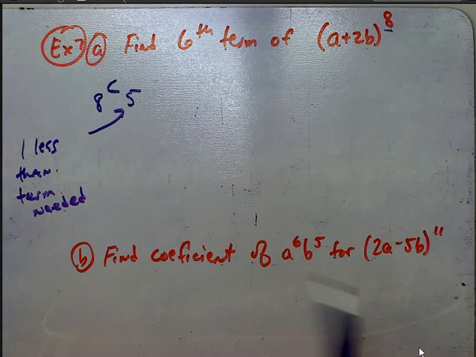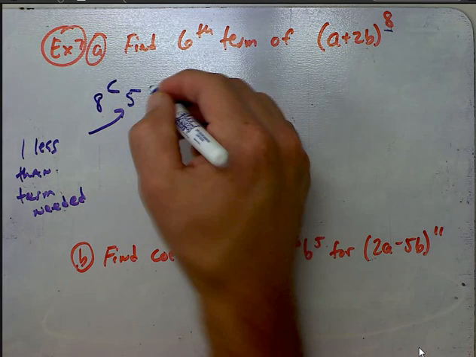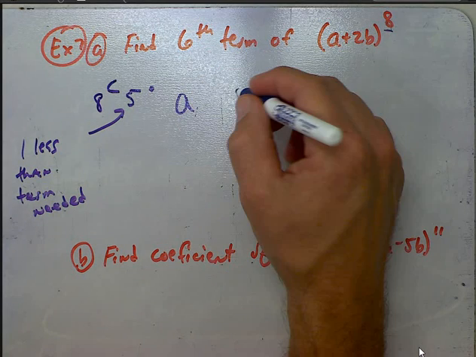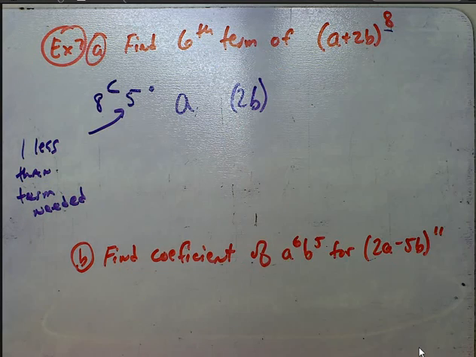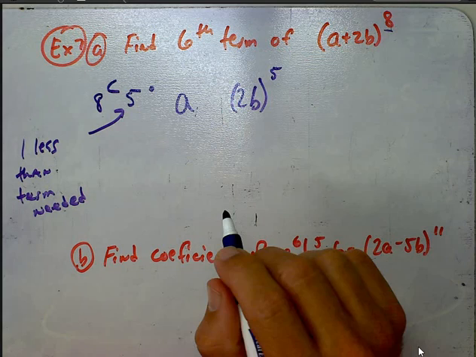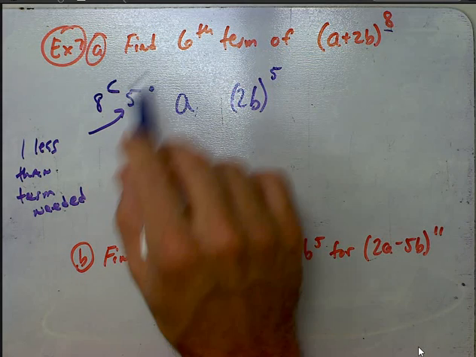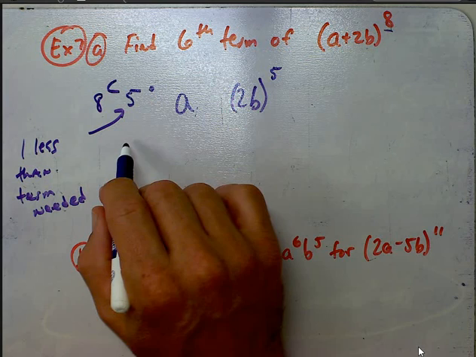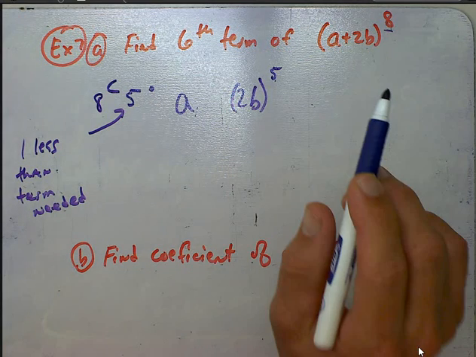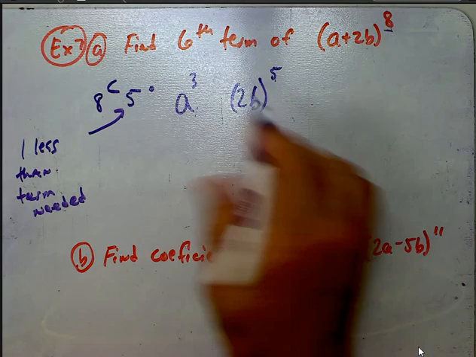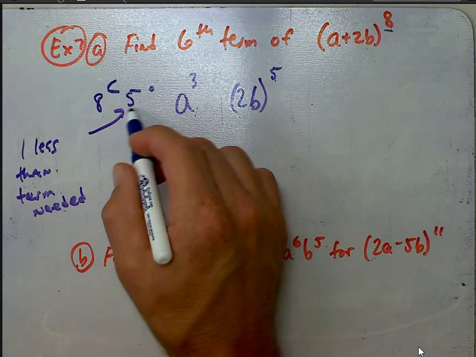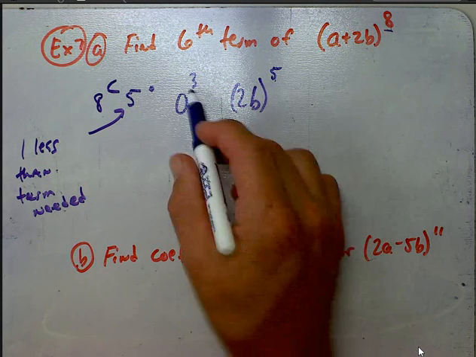Okay, so 8c5 times, the first term is a, the second term is 2b. The exponents that go here, since we want the sixth term, it goes 0, 1, 2, 3, 4, 5, 6. So the fifth term there, and then the difference between those two is 3, because these two add up to make that. So this number on the second term is the same as this number here, an A3, or this is 1 less than the term needed.